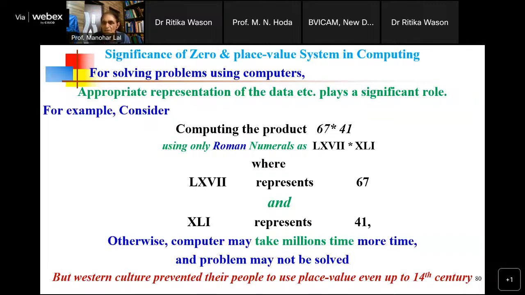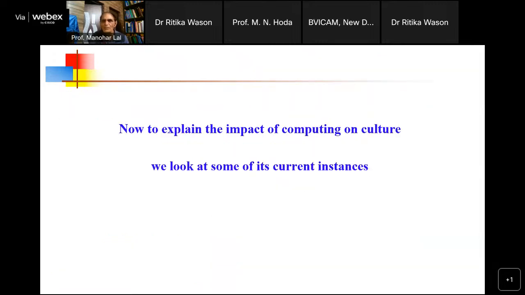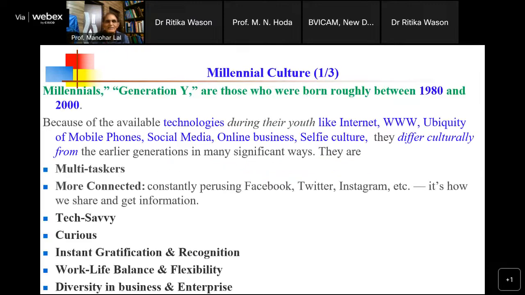And zero was conceived very easily by the Easterners. And this made a lot of difference to the solving of problems and representation of problems. Now we have seen how the culture impacted computing. Now I tell the other way, how computing is impacting the culture.